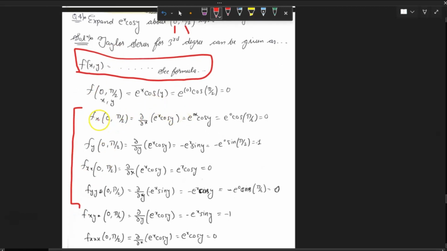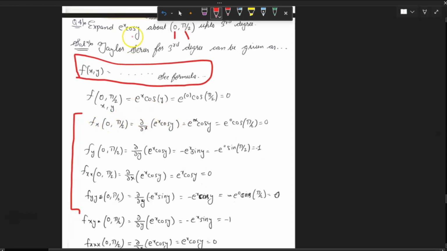If you want to find fx, then dou f by dou x. What is dou f by dou x? Likewise, which I have told you, dou f by dou x of e raised power x cos y is equal to e raised power x cos y. Nothing will happen because you have differentiation with respect to x only. If you differentiate with respect to x, then the differentiation of e raised power x is e raised power x only. So this will come, and the value for x is equal to 0 and the value for y is equal to pi by 2. Just calculate it with the help of a calculator. You will get the answer as 0. Now next is fy, dou f by dou y. Then if you differentiate this, what you will get? The differentiation of cos y is minus sin y.